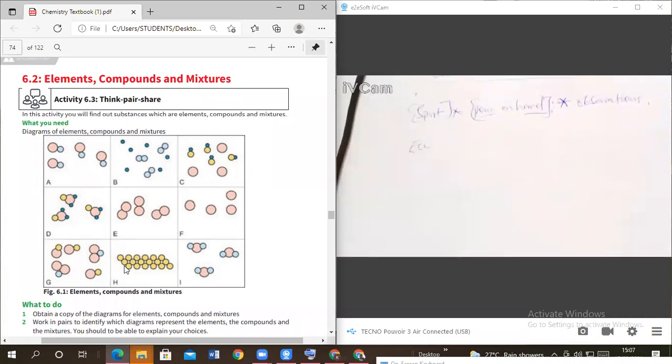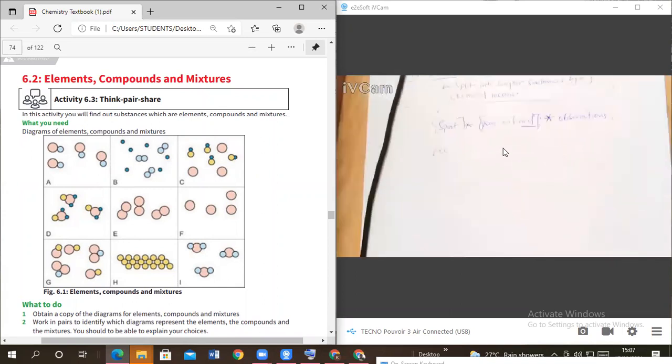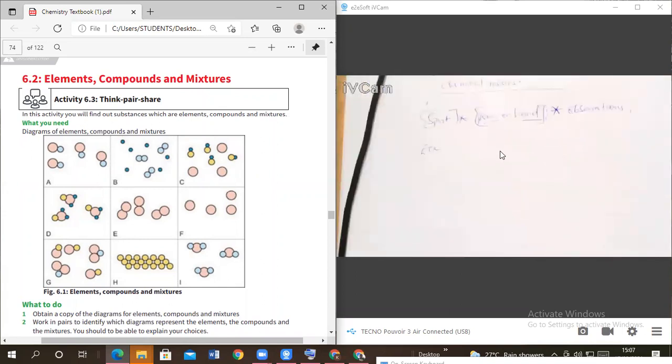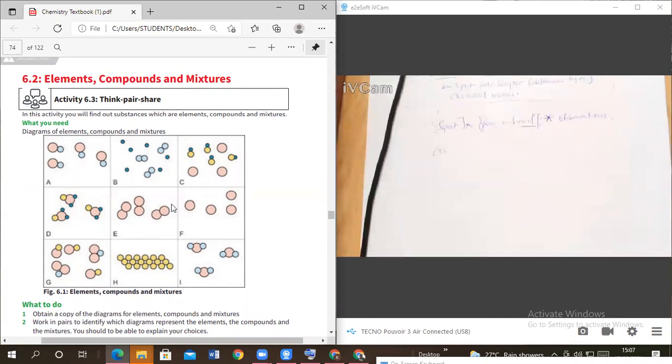Who else said H? Because it has the same type or kind of atoms or molecules. That's a good observation. Who else has seen? A. Yes?